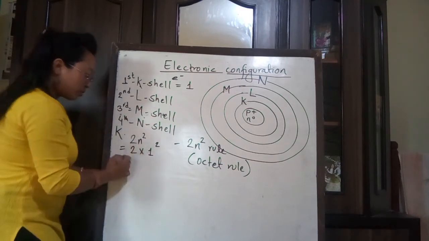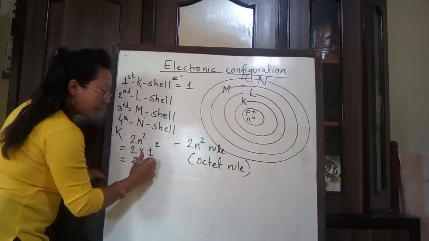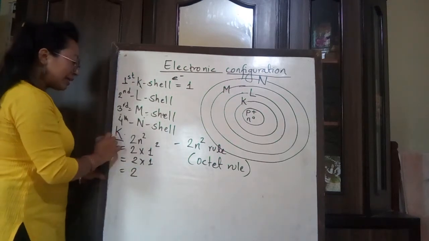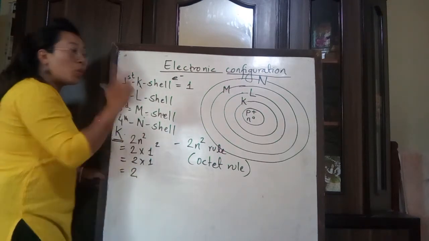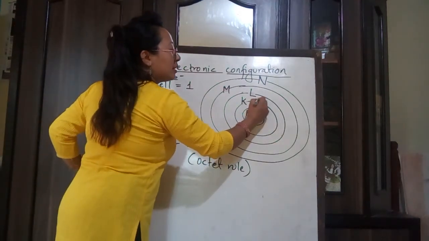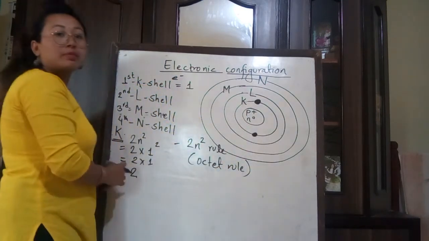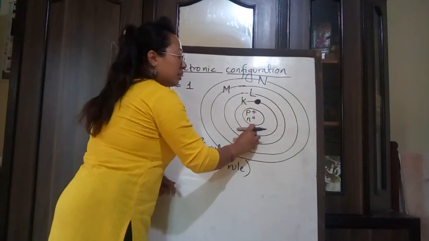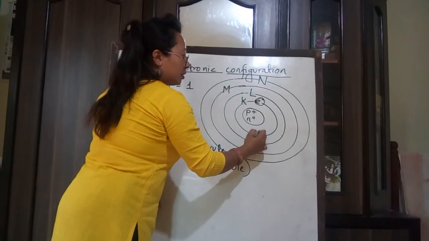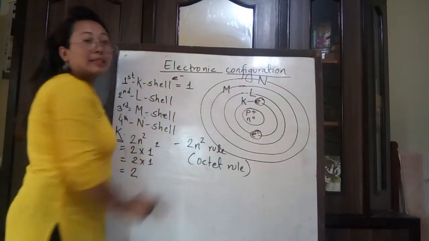And then square. So what will be the product? 2 into 1 square means 2. That means the number of electrons that the K cell can hold is 2. Only 2 electrons. It can hold just only 2 electrons, just like this one. These are the electrons, or you can write E also. 2 electrons that it can hold by the K cell.